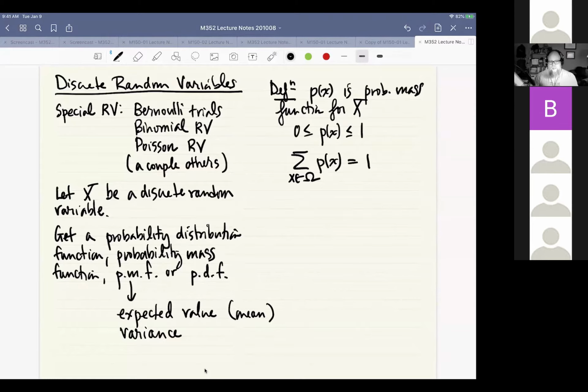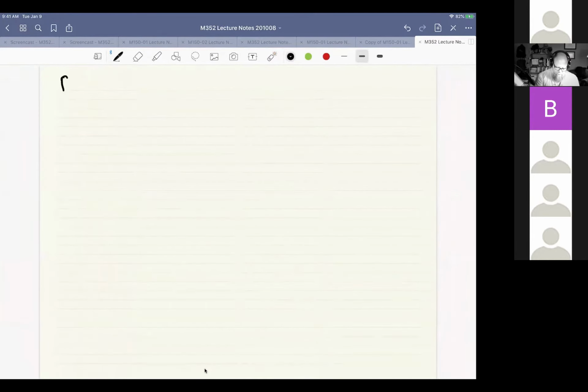Okay. These are the defining axioms for a probability mass function. And you can probably imagine that there's a lot of ways to come up with functions that would satisfy these two conditions. And so today, for each of these random variables, we'll see a different probability mass function. So let's start with the easiest one. We're going to start with Bernoulli trials.